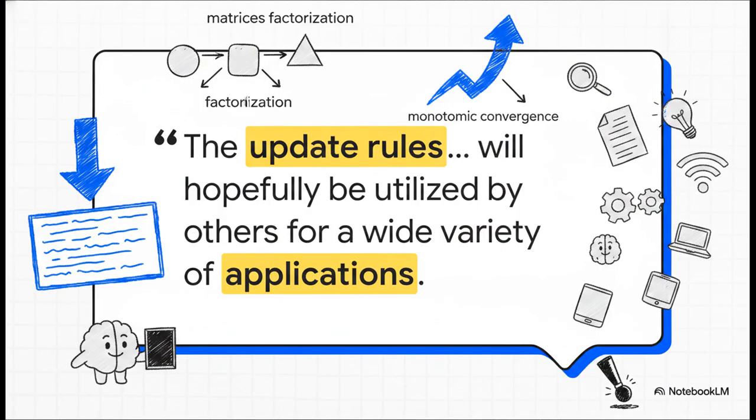I really want to conclude with this quote from Lee and Sung right at the end of their discussion. They wrote, "The update rules themselves are extremely easy to implement computationally and will hopefully be utilized by others for a wide variety of applications." I mean, this is basically the mic drop of the paper. They took a highly complex, non-convex optimization problem, fully proved its monotone convergence using these advanced auxiliary functions, and then just packaged the whole shebang into an update rule that a student could code up in 5 minutes.